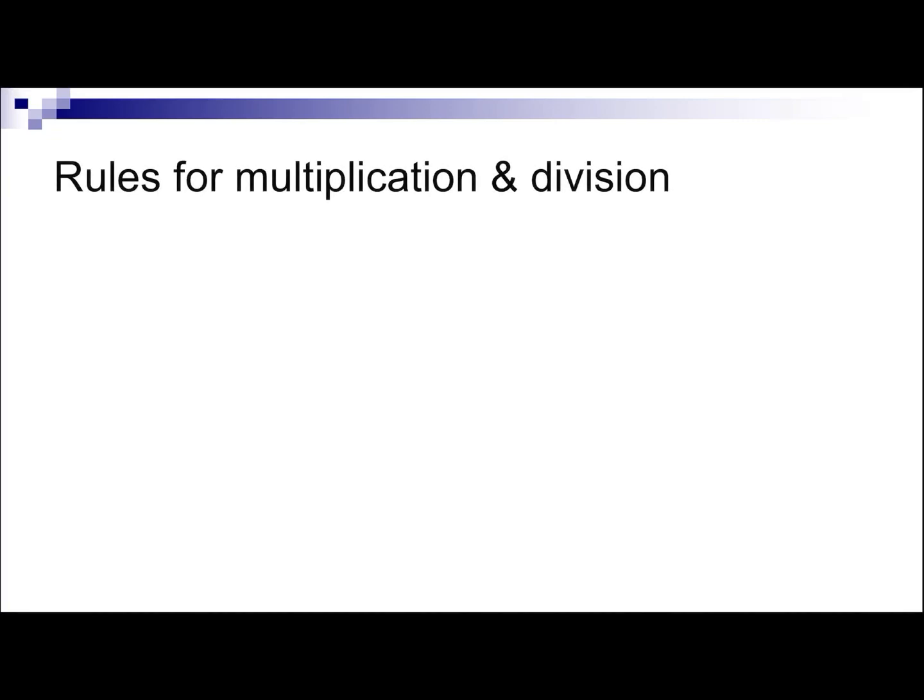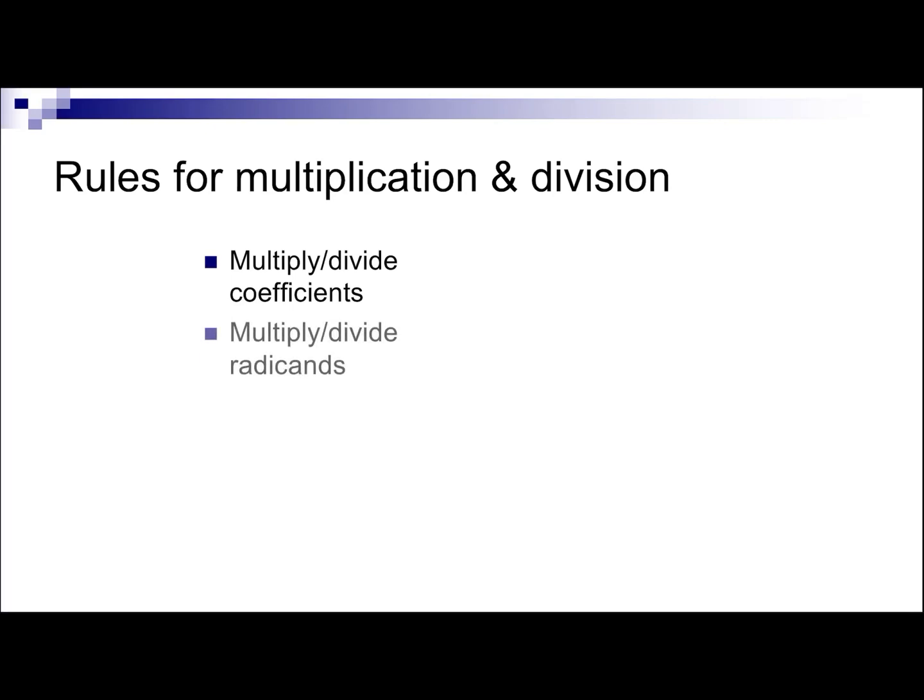The rules for multiplication and division are the opposite of what we had for addition and subtraction. We're actually going to multiply and divide first, not simplify first. We're going to multiply and divide the coefficients, and then multiply or divide, depending on the situation, the radicands. And then we will simplify the radical at the end. Let's take a look at an example here.